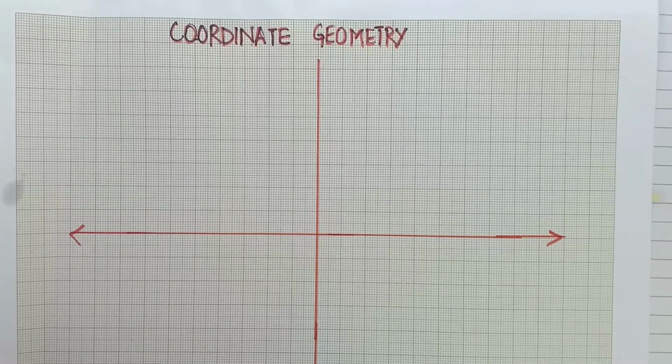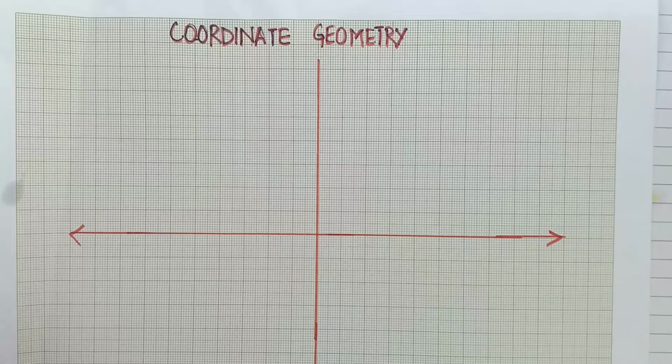Hello everyone, today we'll learn what is coordinate geometry. Basically, coordinate geometry is the geometry which is used to locate the position of a given point in a given plane. Now I have this plane graph, and on this plane graph I have taken two axes.